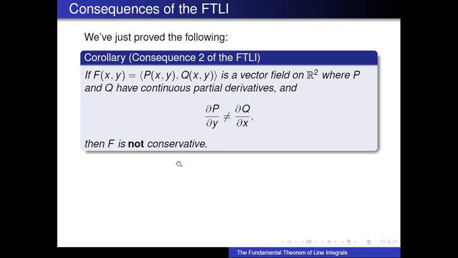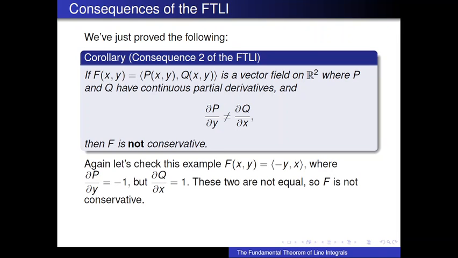Because otherwise, what we showed on the last slide would have had to have been true, and these would have had to have been equal. So this is a really clever way to show that some vector field on the plane is not conservative. So again, let's apply it to our favorite example now of a non-conservative vector field.